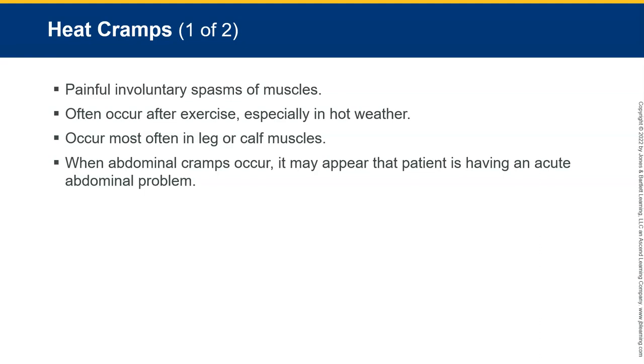Involuntary spasms of muscles has a lot to do with electrolytes and fluid. Often occur after exercise, especially in the hot weather. The exact cause of heat cramps is not known, but it's thought to be related to the change in electrolyte levels that occurs during exercise and partly to dehydration that accompanies exercise or working in a hot environment. What I can tell you is, in your book, you'll see the words exact cause of heat cramps is not known.